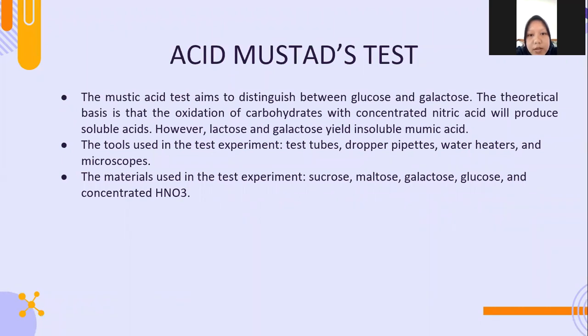And the next is the mustard acid test. The mustard acid test aims to distinguish between glucose and galactose. The theoretical basis is that the oxidation of carbohydrate with concentrated nitric acid will produce soluble acid. However, lactose and galactose yield insoluble mucic acid. The tools used in the experiment: test tube, dropper pipettes, water heater, and microscope. The materials used are sucrose, maltose, galactose, glucose, and concentrated HNO3.